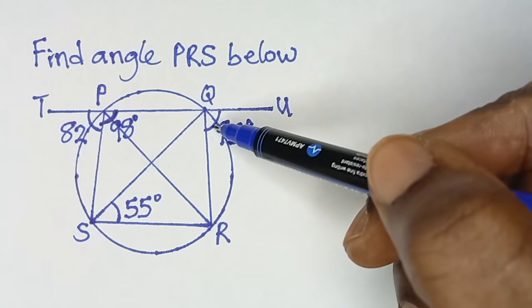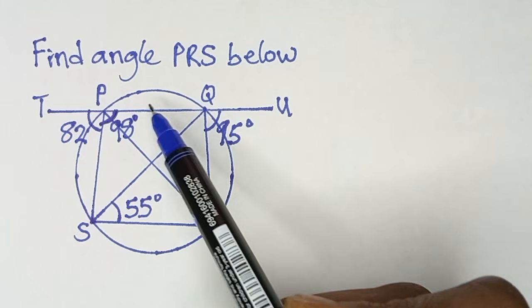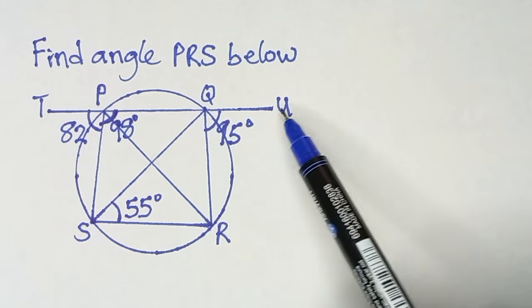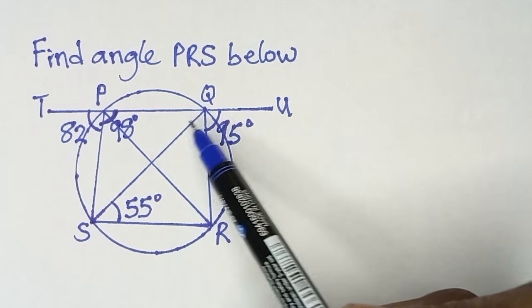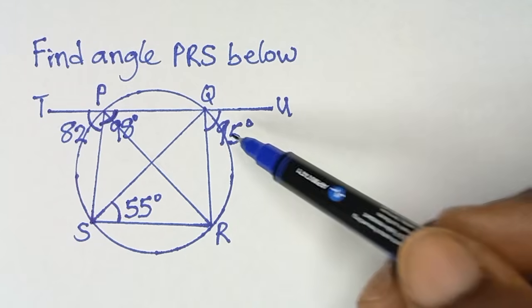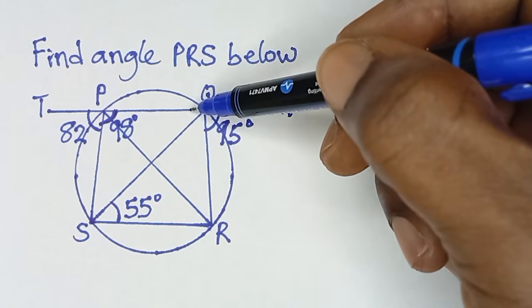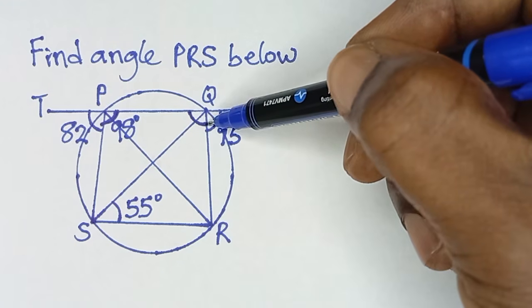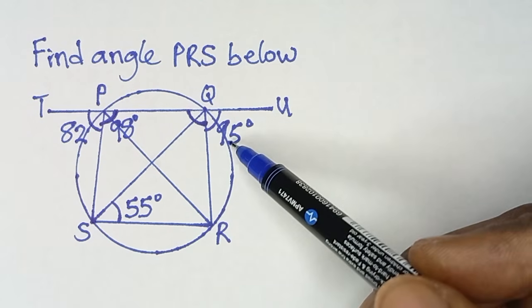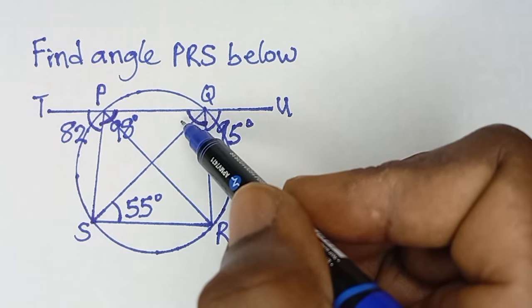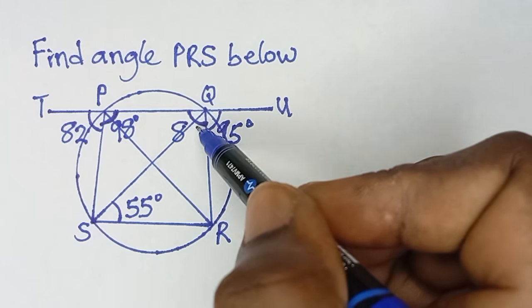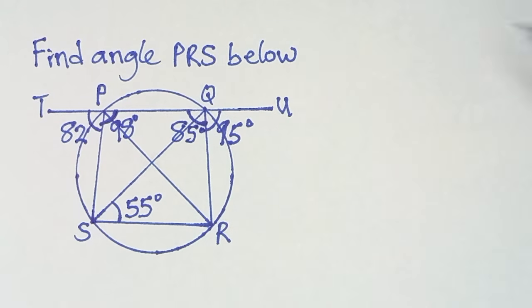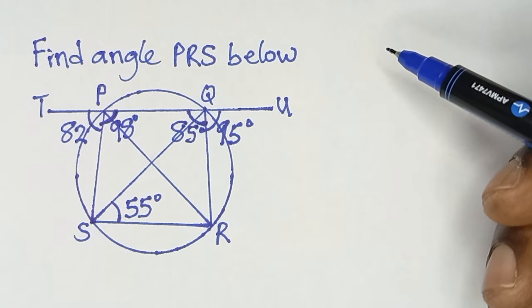Similarly, here we have 95 degrees. And this is also a straight line. And sum of angles on a straight line is 180. So if this is 95, for us to get this other angle here, we have to say 180 minus 95. And that will give us 85 degrees. So this angle here is 85 degrees.